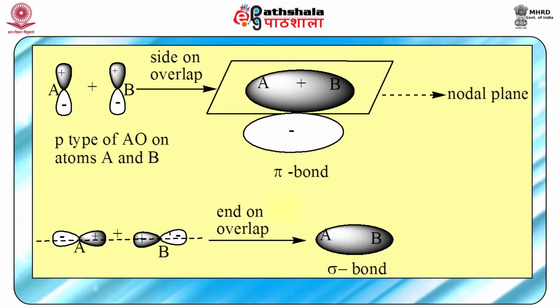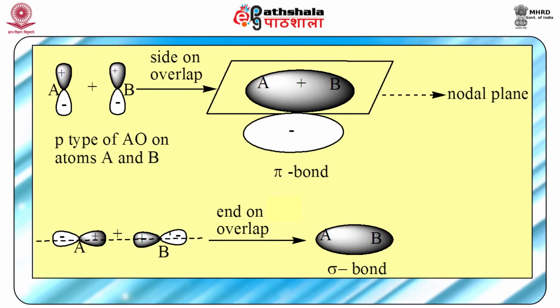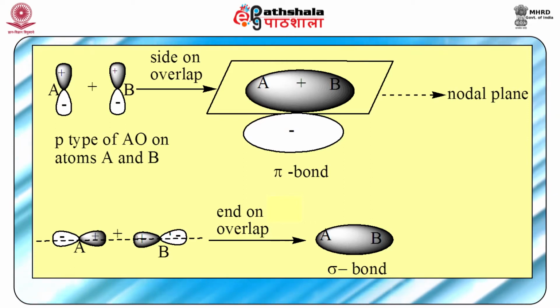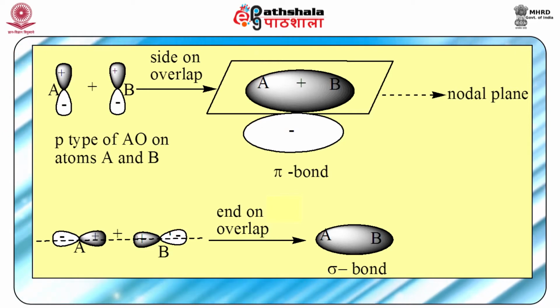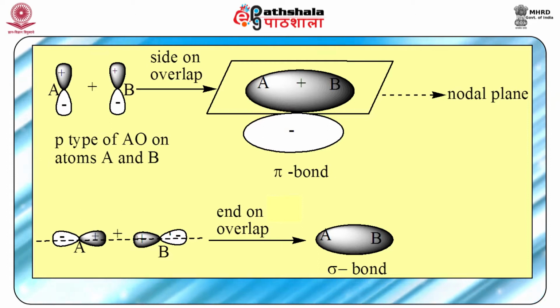For this, let us take the overlaps of two p orbitals. Number 1, side-on overlapping. Number 2, end-on overlapping. These types of overlapping are shown. Side-on overlapping gives me a molecular orbital with a nodal plane, that is a pi bond. End-on overlapping gives me a sigma bond, in which the electron density is in between the two combining atoms.